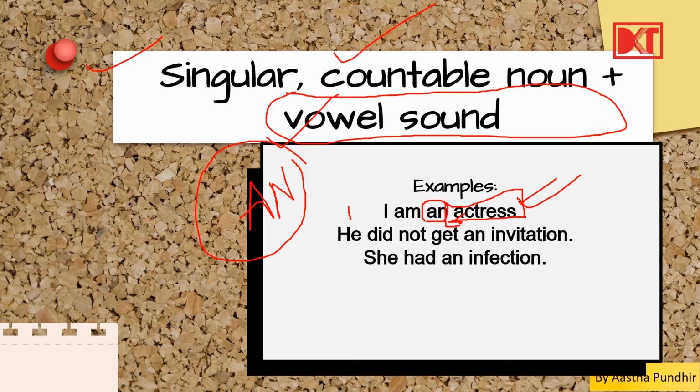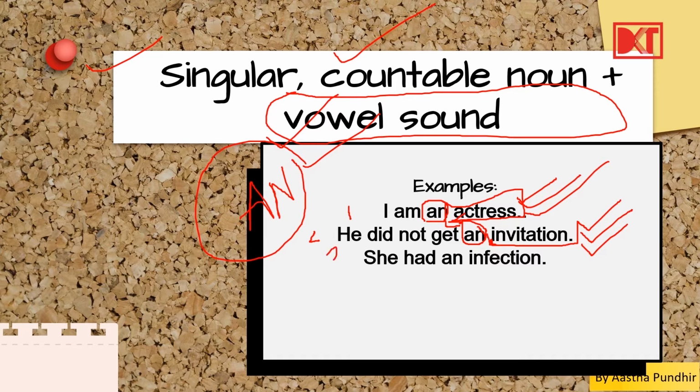Okay, next, he did not get an invitation. इन्विटेशन को देखना है. Invitation singular है, countable है और vowel sound है. Vowel sound कैसे है? Invitation, I is a vowel sound, so we are using the article an. Okay, now the third example, she had an infection.